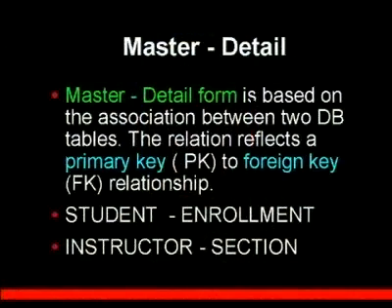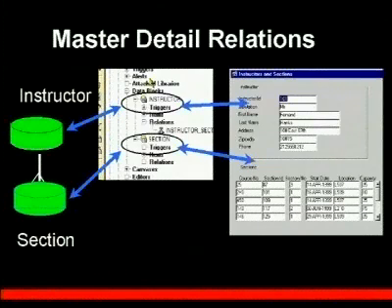So another example of a master detail relationship would be an instructor and section. This would be information about a given instructor, and then information about the sections of the courses that that instructor is teaching.